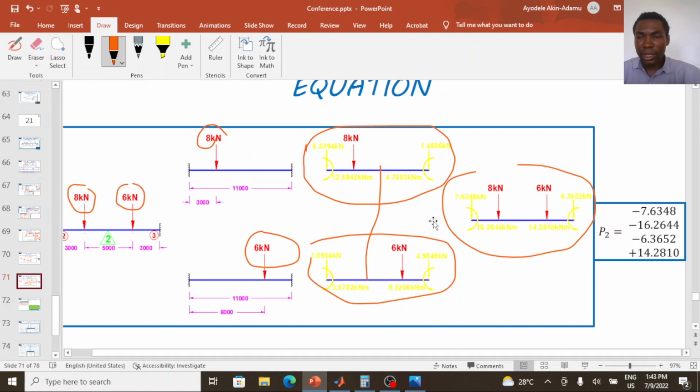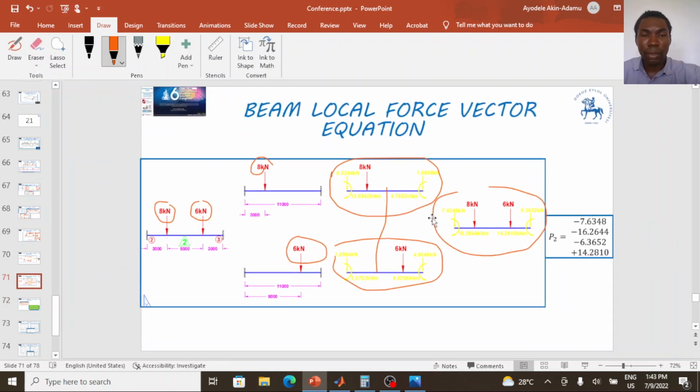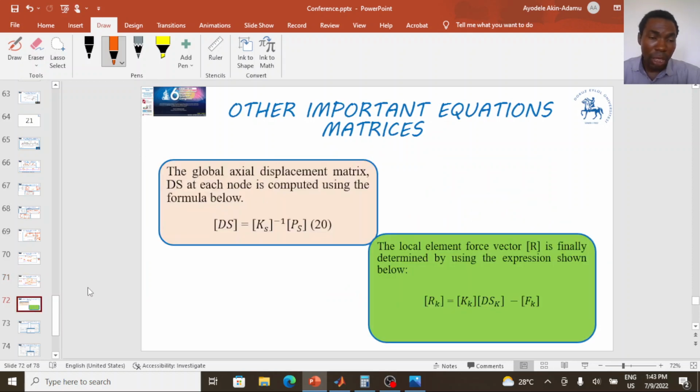So this is how we define the local force vector for our beam finite element. After you have done that, we can now find the inverse of our global stiffness matrix and multiply by the global force vector. We also assemble the force vector. We assemble our force vector to a global force vector, and the PS here is representing our global force vector.